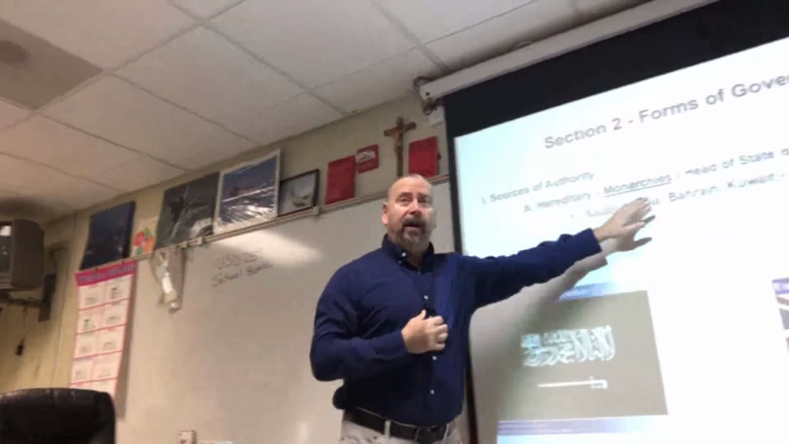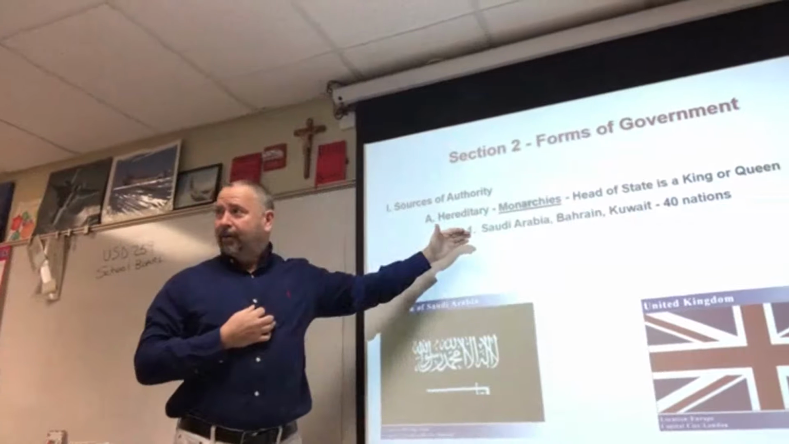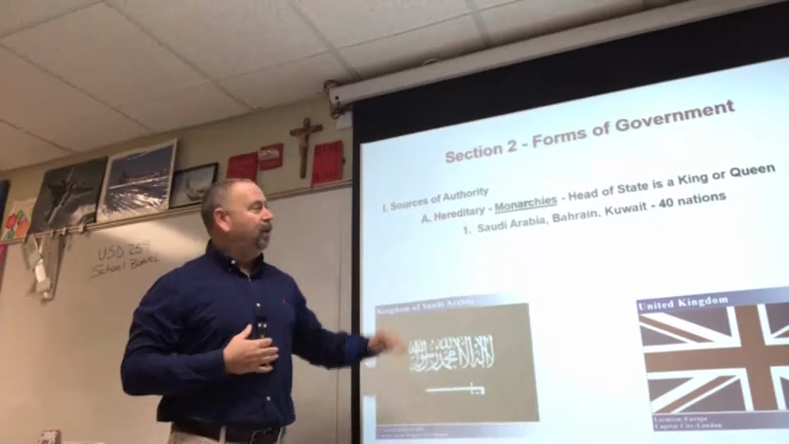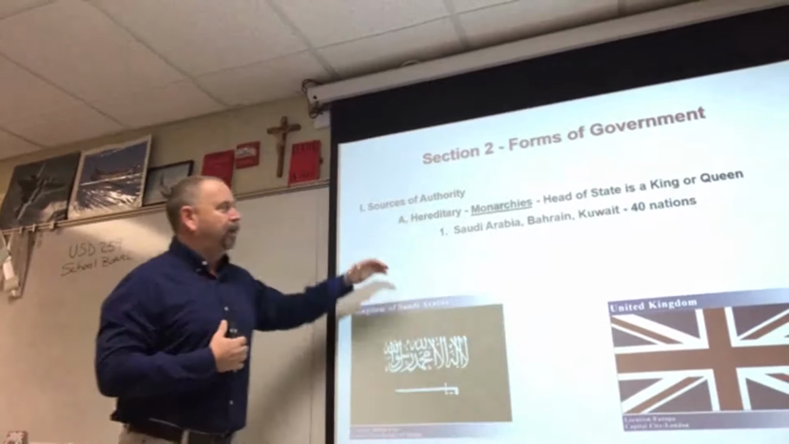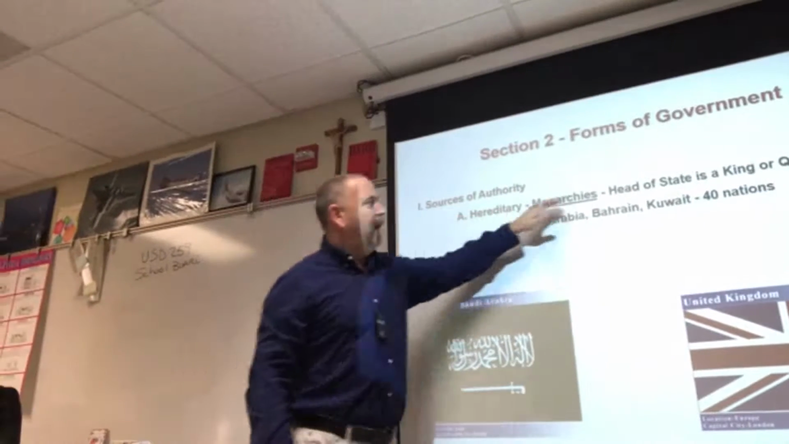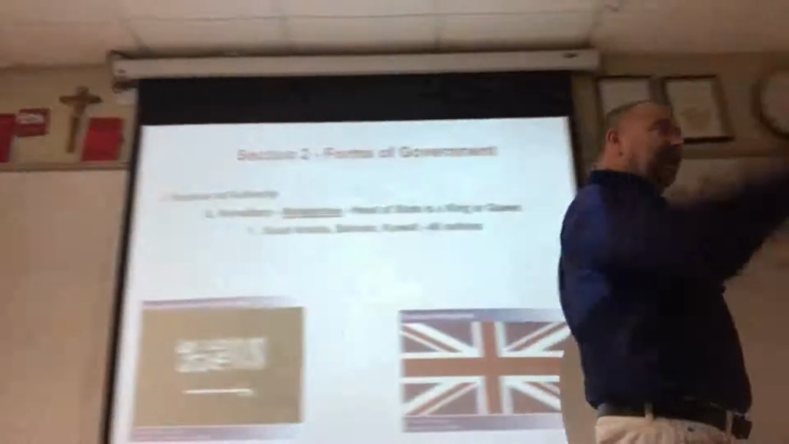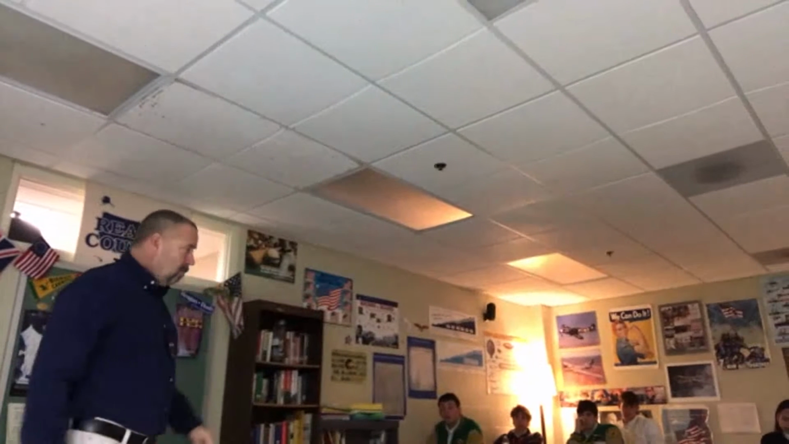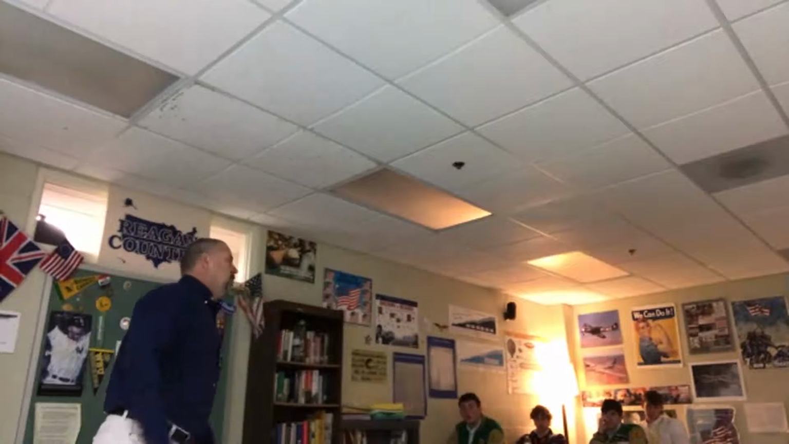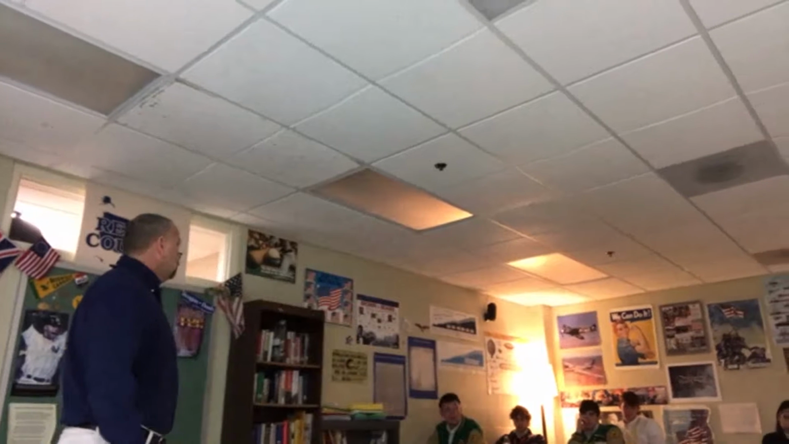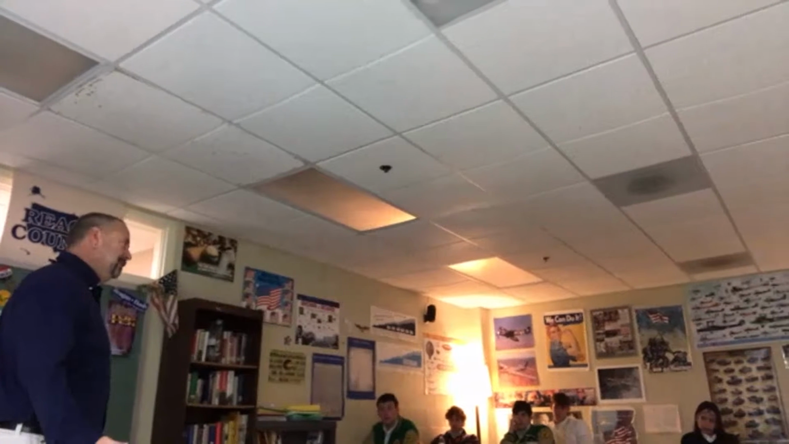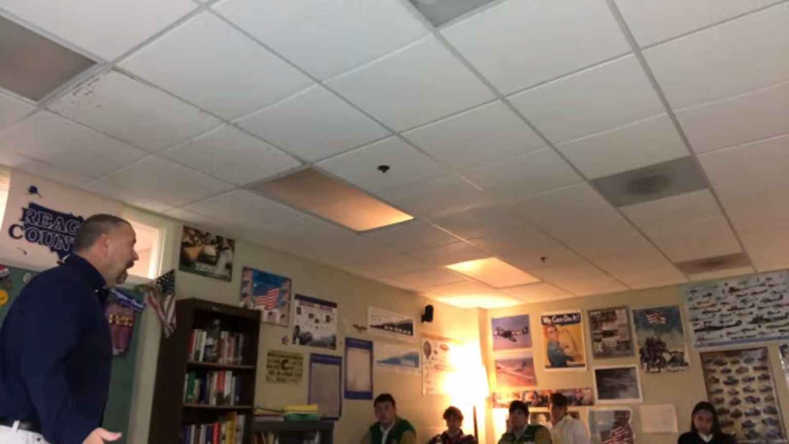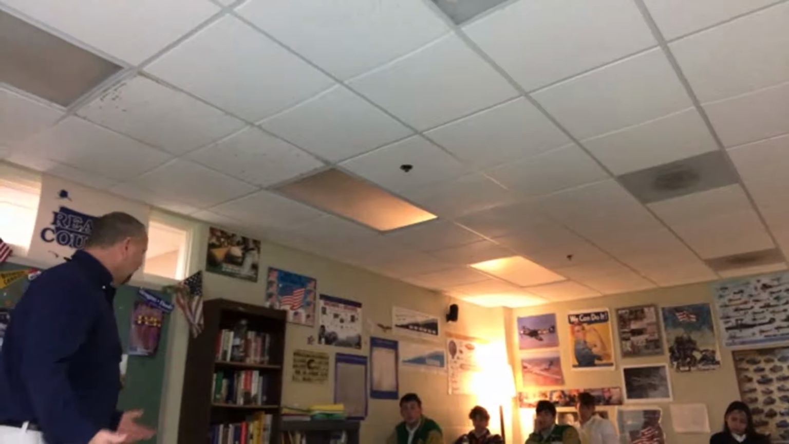Here, monarchies, this is hereditary. They're born into it. So these are kind of your divine right people. In a monarchy, the head of state is a king or queen, the leader of the country. This might be a new term for you, head of state, the figurehead. So who's the head of state in the United States? Joe Biden. He's the head of state.